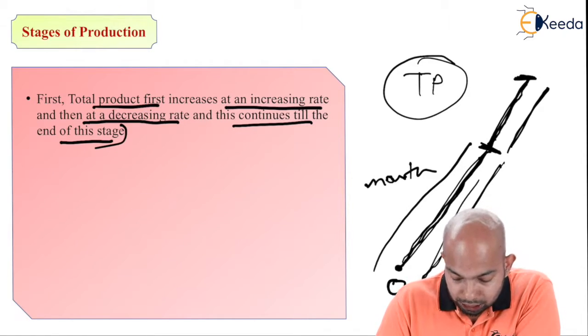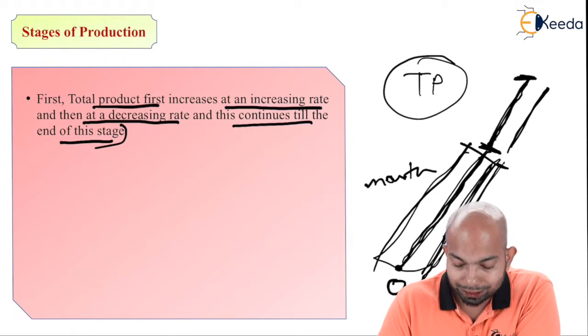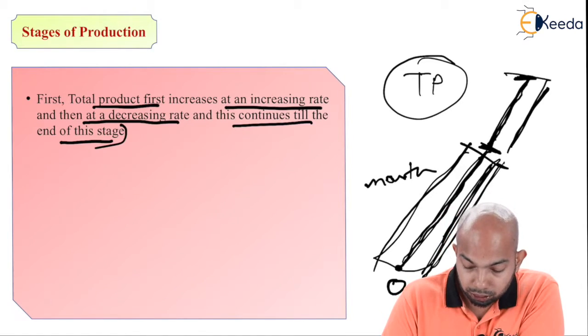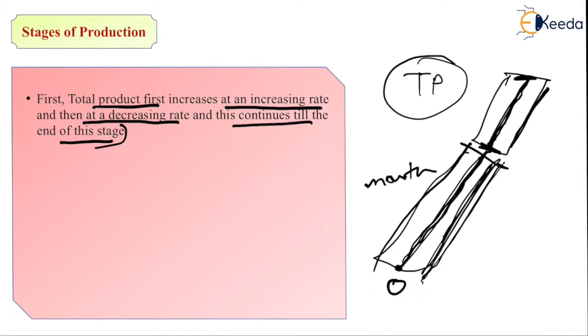Why? Because this is growing at an increasing rate. This whole part will be growing at an increasing rate here. However, this whole part will be growing at a decreasing rate. Decreasing rate means at a slower rate. Basically, this is the first stage.